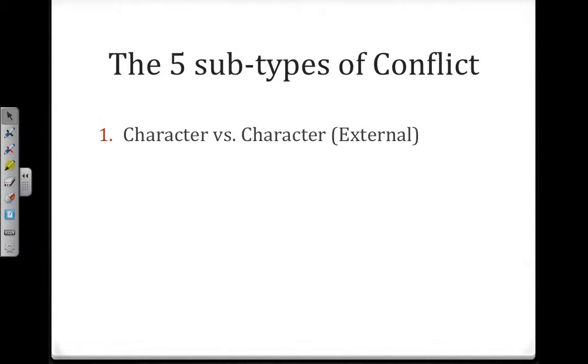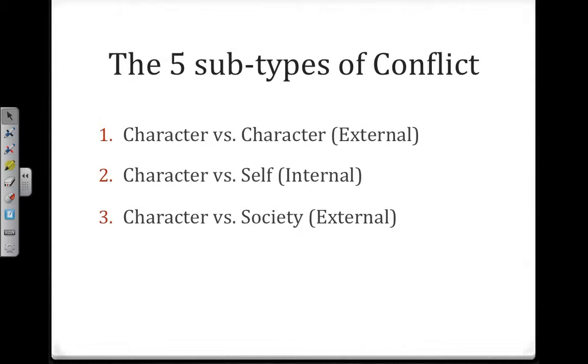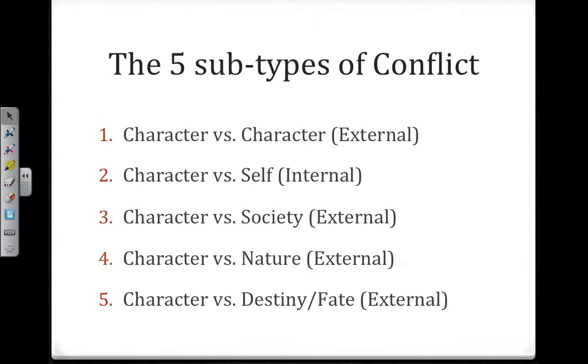So there's character versus character conflict, which is external because it's a character fighting with someone outside of them. Character versus self, which is our one and only internal type of conflict. This is usually some kind of indecision that the character has. They can't decide with themselves about something. The next is character versus society. Again, that's external. Character versus nature, which is external. And character versus destiny or fate. You can call it either or, and that's external. So we have our two types of conflict, external and internal, and then it breaks down there into more specifics. But the only type of internal conflict that exists is this one here, character versus self.